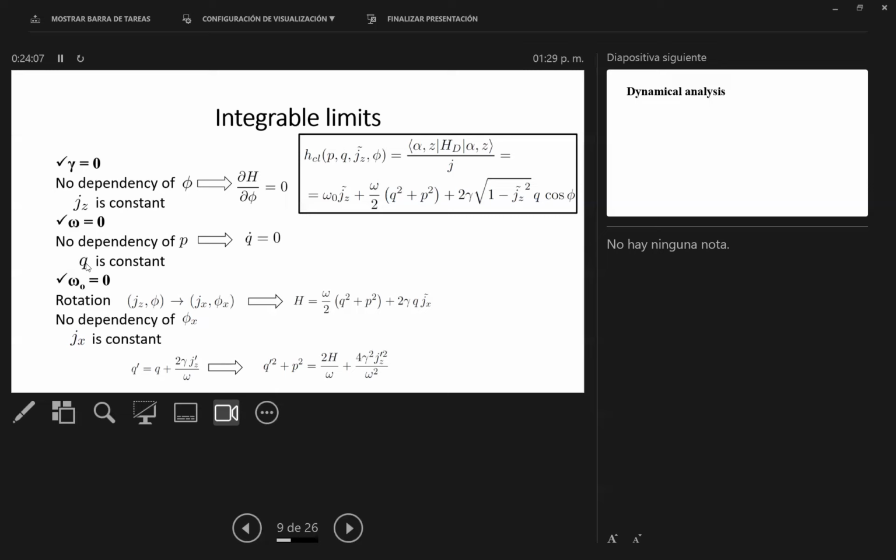It's an integrable system. And also if omega 0 is 0, the first term disappears, and it is similar to the previous one. We can change the frame of phi by doing a rotation, and with this rotation we can rewrite the Hamiltonian in terms of a new Jx. In this sense, Jx doesn't depend on phi x, and it is another integrable limit, another conserved quantity.